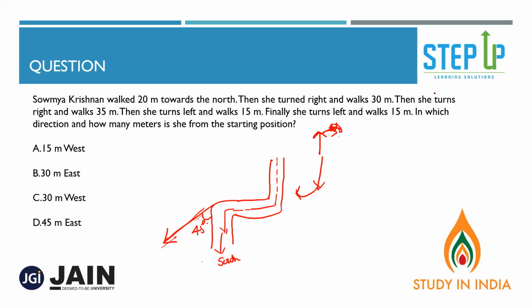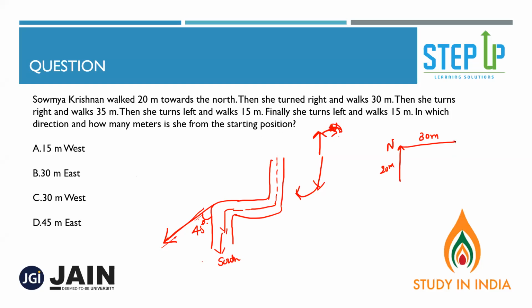Okay, D is the answer. Now I'm solving this one. Soumya Krishnan walked 20 meters towards north. Then she turned right. So as I'm moving in north, I'll turn right and walk 30 meters only. Okay. Then she turns right.